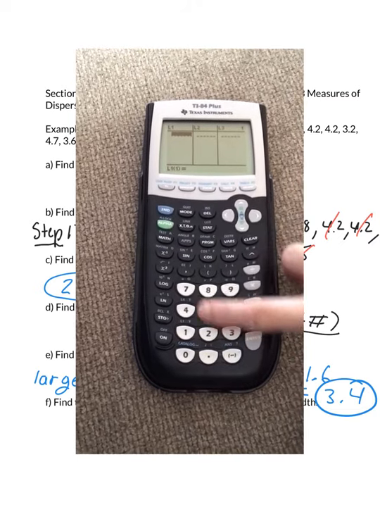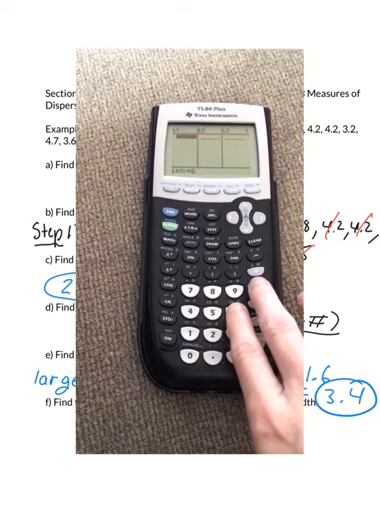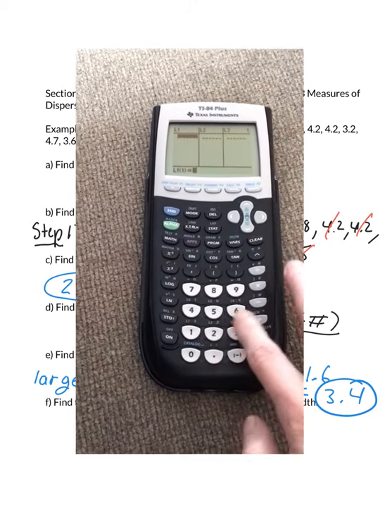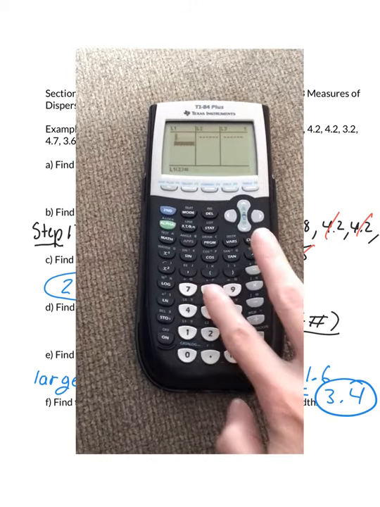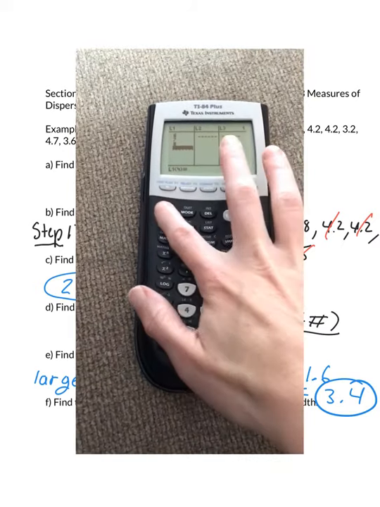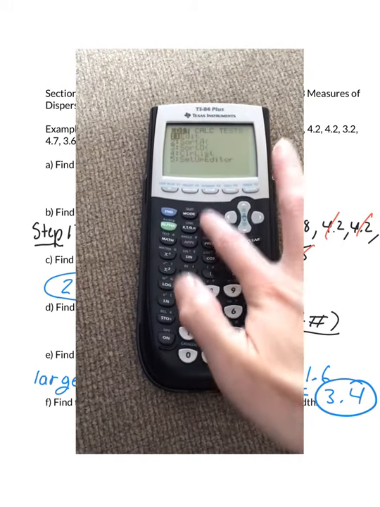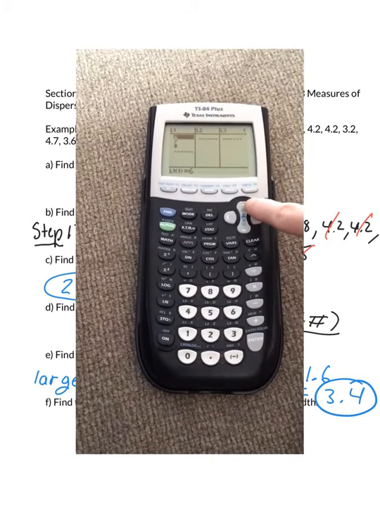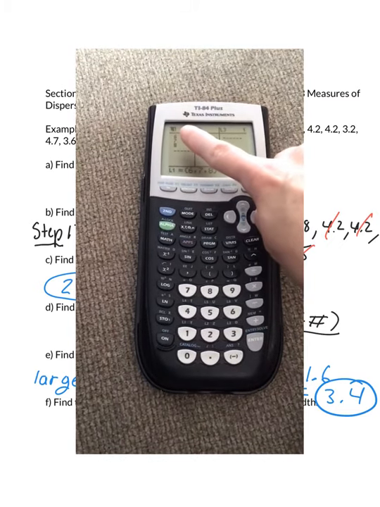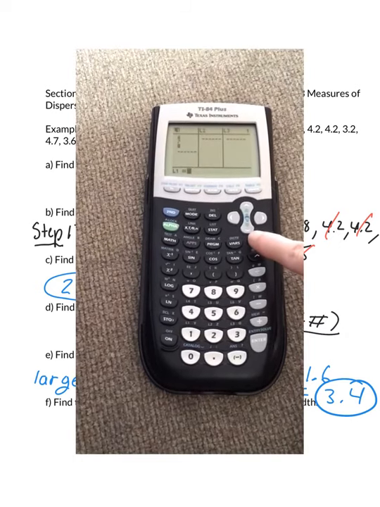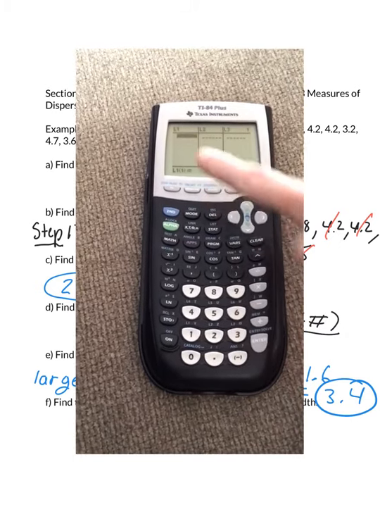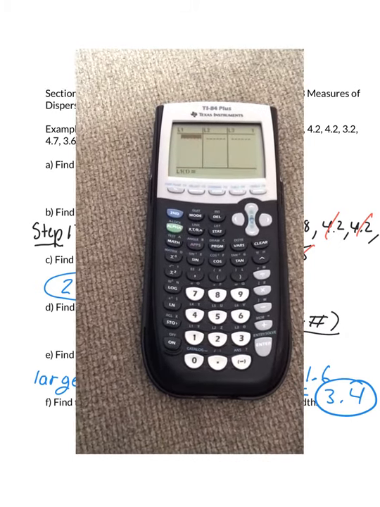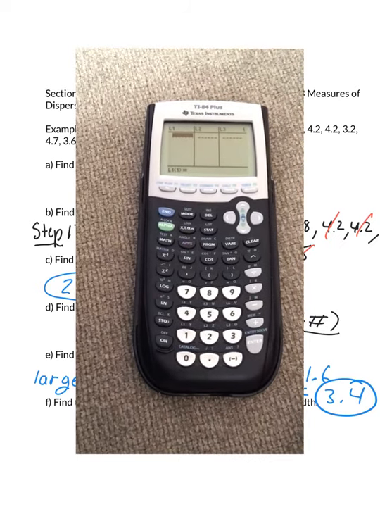So again, let's pretend I'm just going to retype in some numbers here. I'm just going to make up some numbers. So here we go. You hit the stat button, you selected edit, you want to get rid of your old numbers, so you hit the up arrow, highlight L1, hit clear, then followed by enter. Ta-da, it's gone. You're ready to go. Let's go ahead and type in our question's numbers.